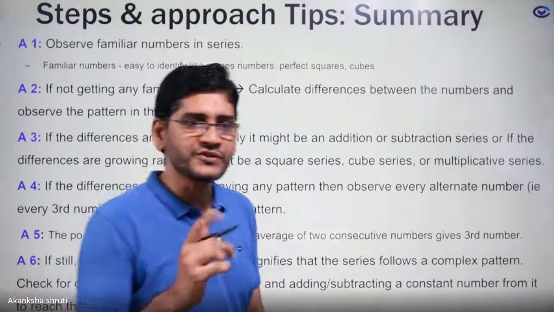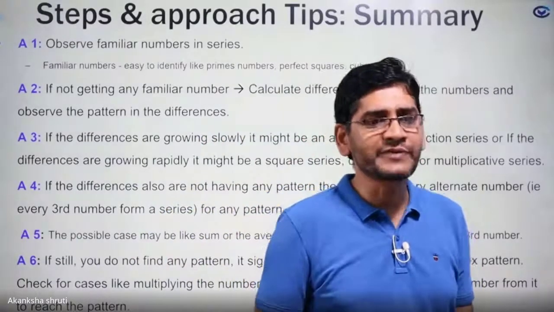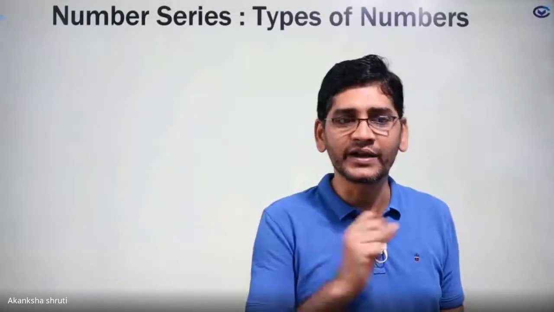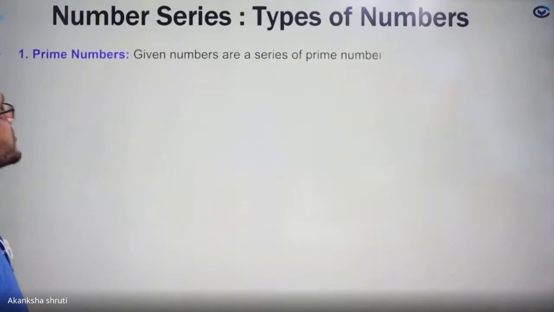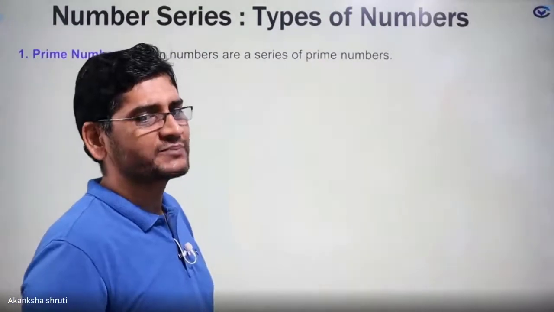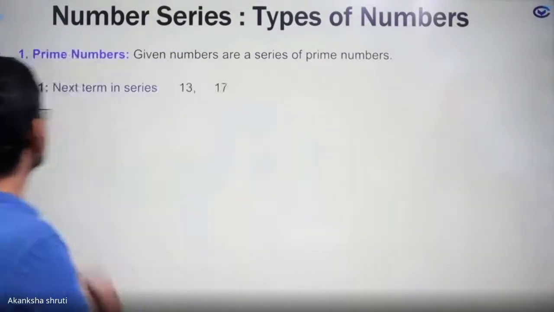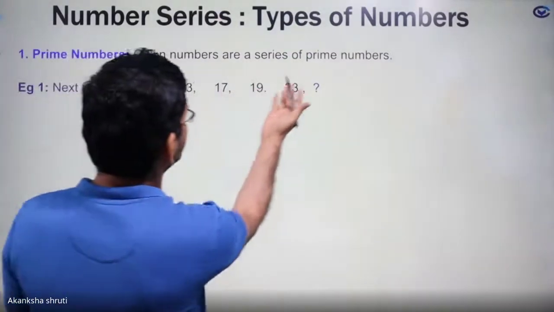What was our first thing in this series? Observe the number carefully. So series is framed based on the number itself. Let us take few questions. So the first category of question is based on the type of number. So based on the prime number, composite number, pair of prime, alternate prime, the questions are framed. Please solve this question. Find the next term of this series 13, 17, 19, 23.